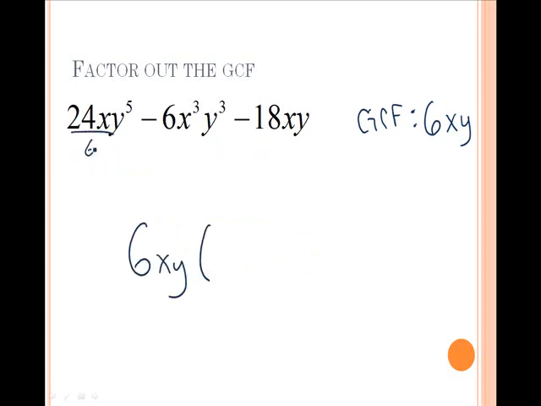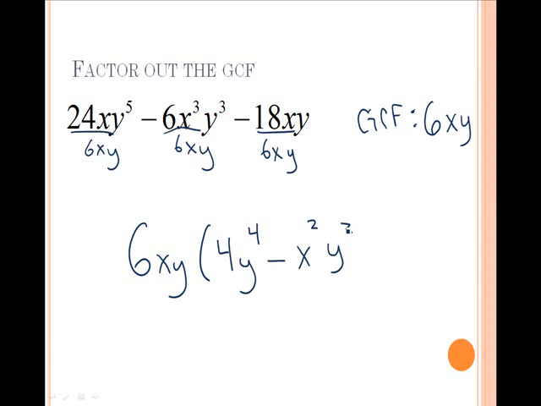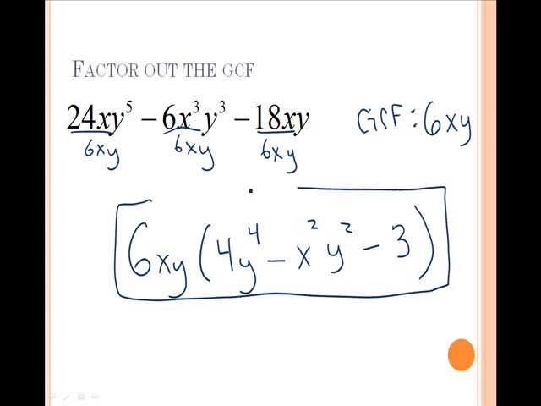But what am I going to have left? I'll divide each term by 6xy, and we'll see what gets left over in the parentheses for us. 4y to the fourth for the first term, x squared y squared for the second term, and just a 3 for the final term. Again, remember, distribute that back in. Make sure that you get what you started with, but that is our final answer there.